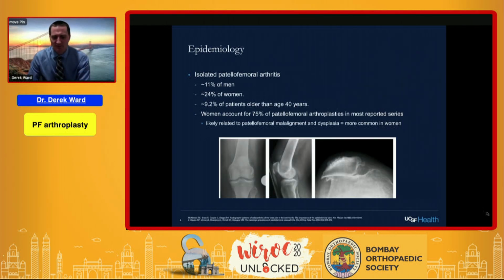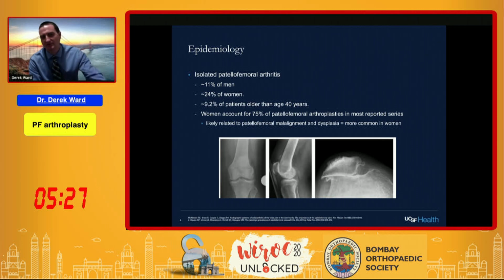So isolated patellofemoral arthroplasty is relatively uncommon compared to tricompartmental or bicompartmental osteoarthritis. However, it does account for enough of a patient population that we need to think about this. Women account for about 3/4 of the patellofemoral arthroplasties in most reported series, and this is likely related to the malalignment dysplasia that's more common in women.